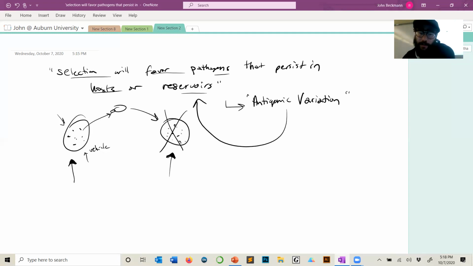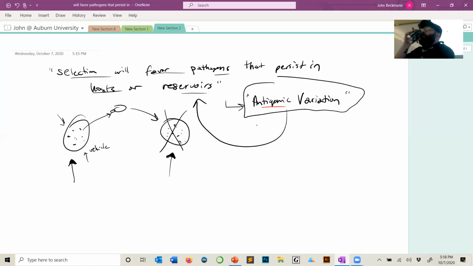Okay, so now let's start talking about antigenic variation. Let's just first dissect the term here. Antigenic. What would that be referring to? The thing that gets recognized. Which is called what? Yes, exactly. Very good. Antigenic is referring literally to the antigens.